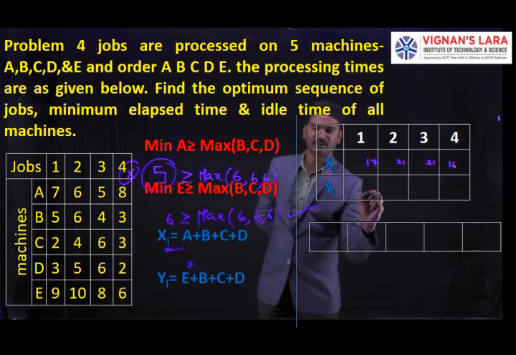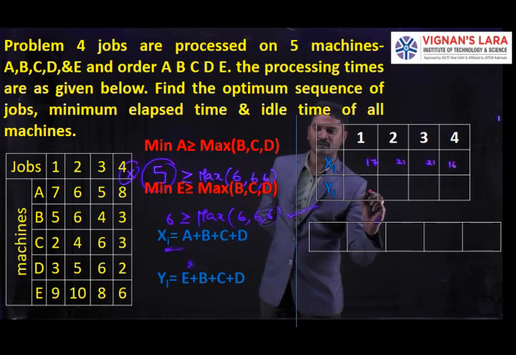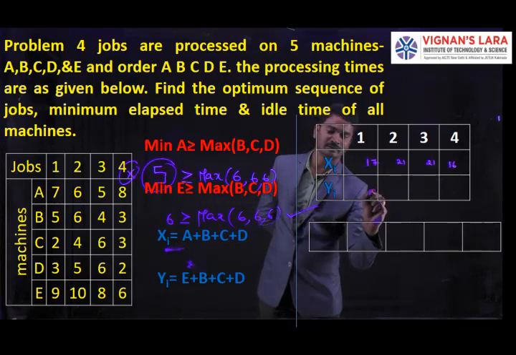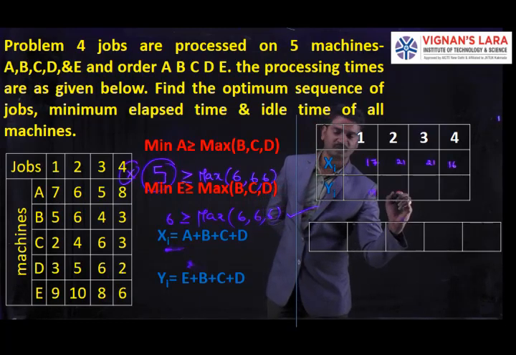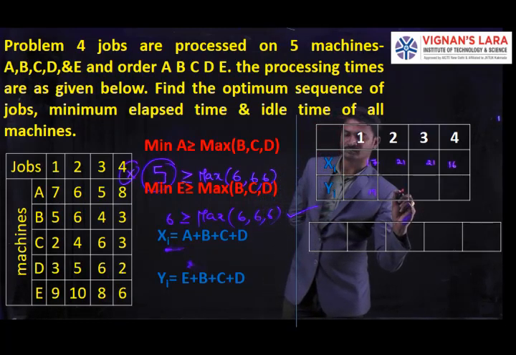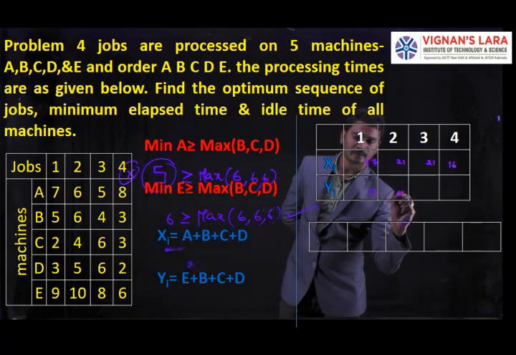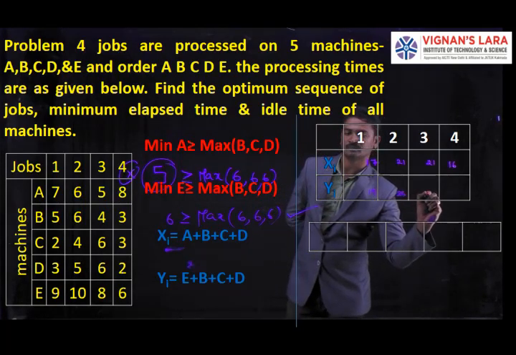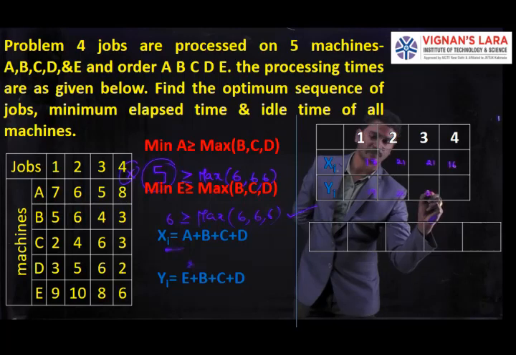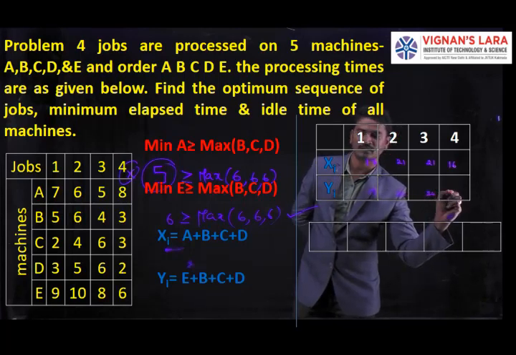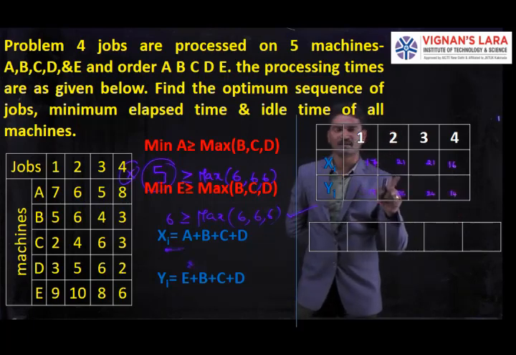Similarly, coming to the yi values, here the yi is B, C, D. Here the E value is 9, 9 plus 2 is 11, 11 plus 5, total is 19 we get here, 19. And coming to this, here 10, 10, 25. Here we have 10, 18, 24. Here we have 6, 12, 14. These are the xi and yi values.